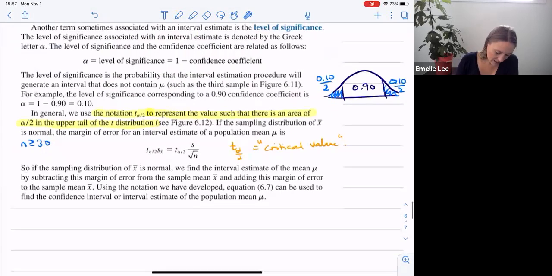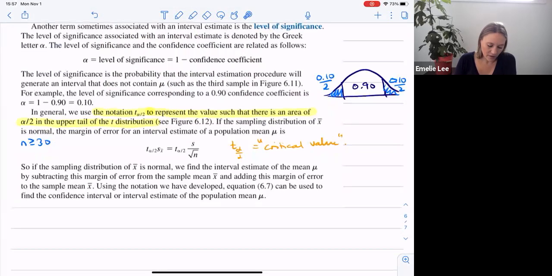So we're going to have some T alpha over 2 that we'll get using software, or you can use the table that I showed you. If you want to make a 90% confidence interval at 29 degrees of freedom, we found it was 1.699, but you could do the same thing with other sample sizes and with other confidence levels. So the idea stays the same.